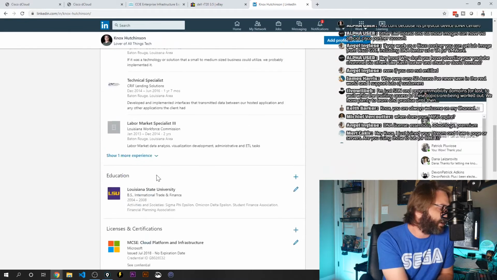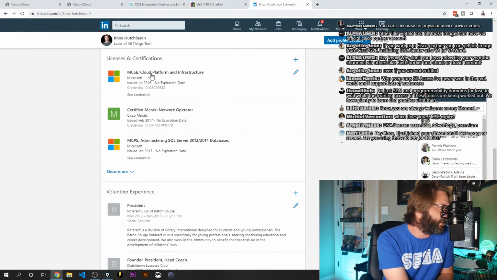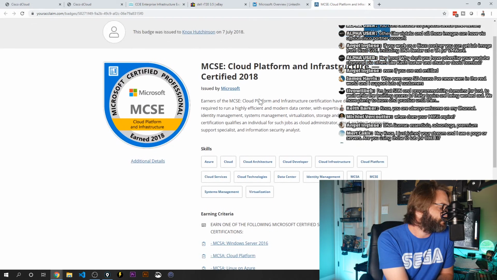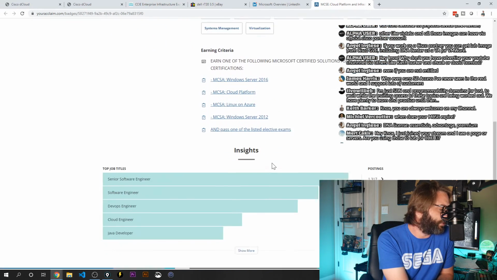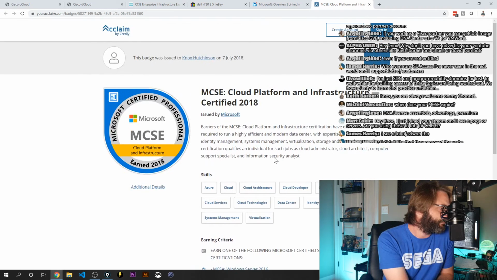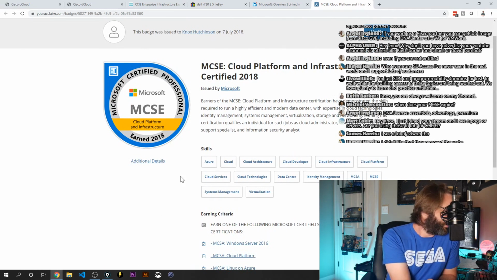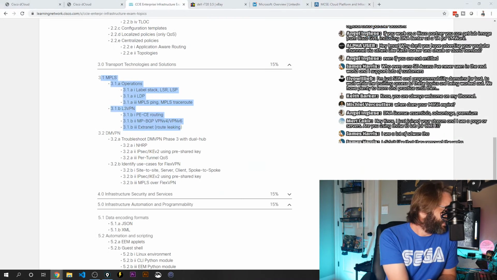All right, cool. Now I've got this up. We can go down to the MCSC. There it is right there, cloud platform. See credential. Yeah, I don't think there's an expiration on this thing. Cool. All right, that's cool. All right, back to the CCIE. Let me bring up my chat real quick.